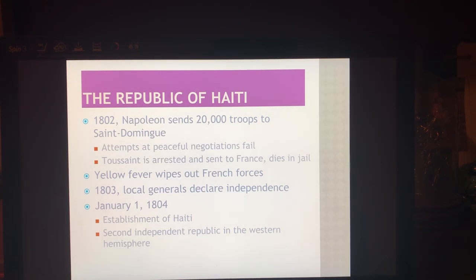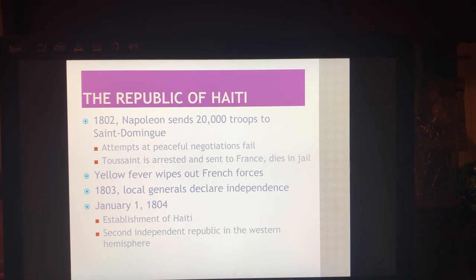Negotiations fail. Toussaint is sent to jail. Yellow fever actually helps the slave revolt because it wipes out our French forces. And by 1803, Toussaint doesn't declare independence, but the local generals will declare independence. And Haiti is established as a republic. It's the second independent republic in the Western Hemisphere. Again, the first is the Americas, the United States, and the second is Haiti.